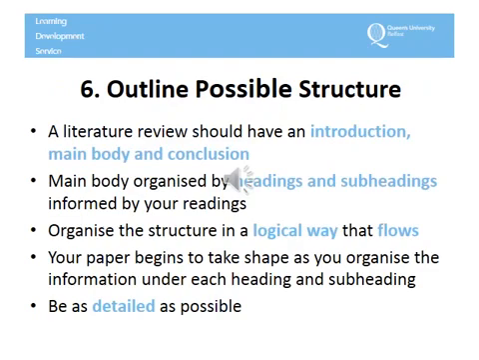Step 6. Outline a possible structure. A literature review, like any other piece of writing, should have an introduction, main body and a conclusion. The main body should be organised by headings and subheadings, which are informed by your readings. Organise the structure in a logical way that flows. Your paper begins to take shape as you organise the information you have gathered under each heading and subheading. Try to be as detailed as possible and point out any links between the information that you have gathered.